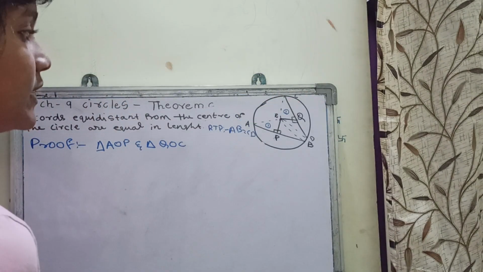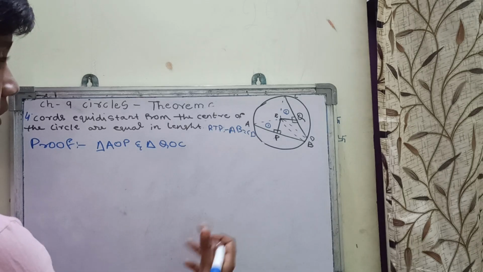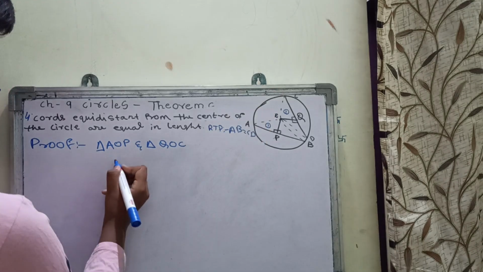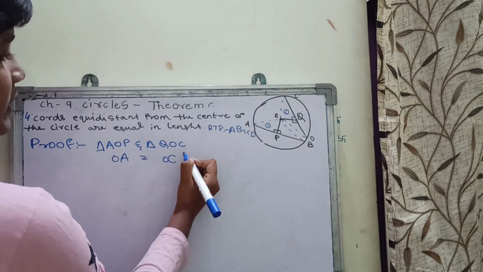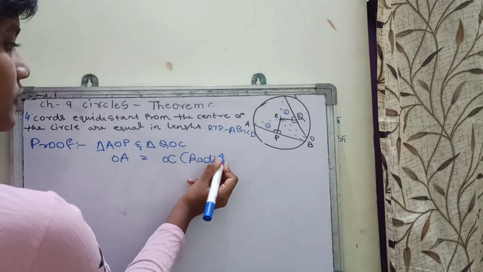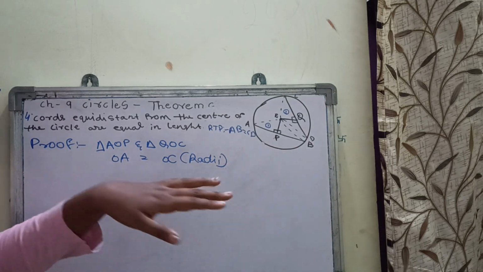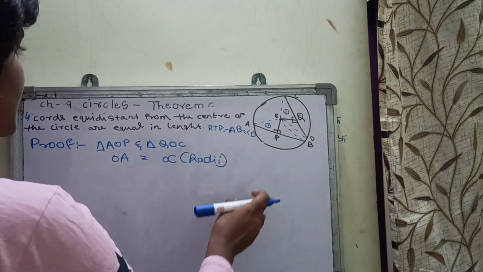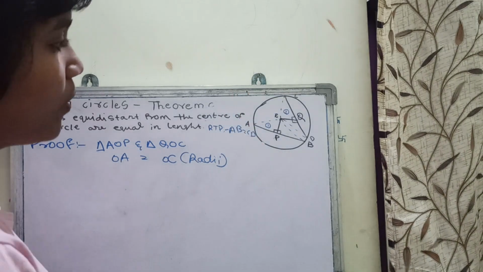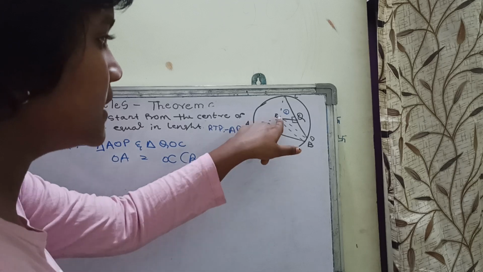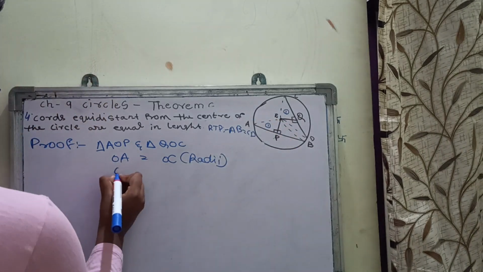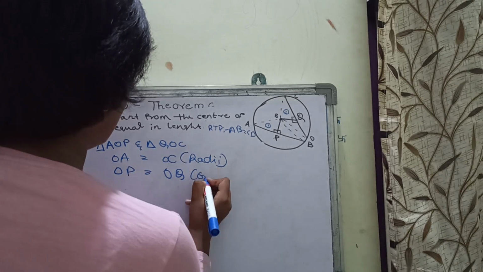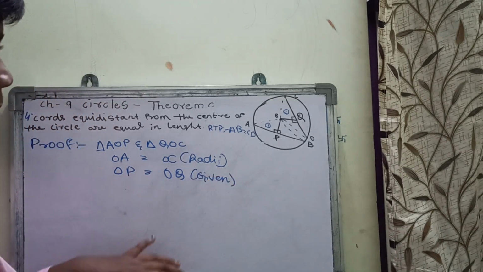So from the first triangle, what can you take common? OA is equal to OC, because they are radii. We know that the radii of a circle are equal in length. Then what can we prove? They said that chords are equidistant from the center of the circle. Here OP is equal to OQ. It is given. OP is equal to OQ.